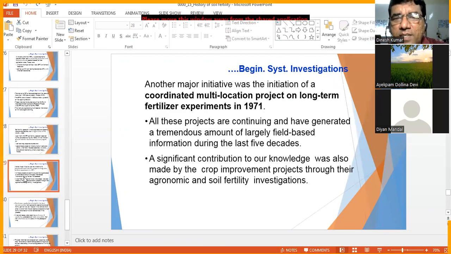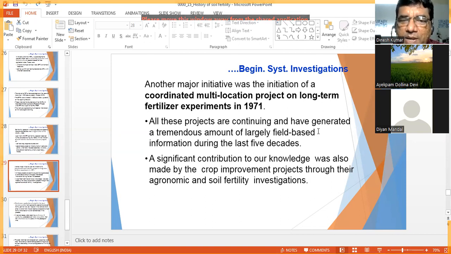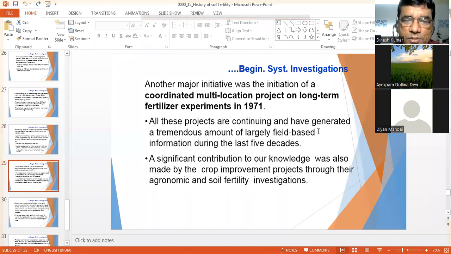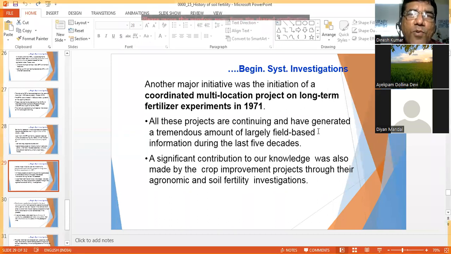Now, another major initiative was the initiation of a coordinated multi-location project on long-term fertilizer experiments in 1971. All these projects are continuing and have generated a tremendous amount of largely field-based information during the last 5 decades. A significant contribution to our knowledge was also made. So you got recommendations from long-term fertilizer experiments. What are their major recommendations? You need to know it.